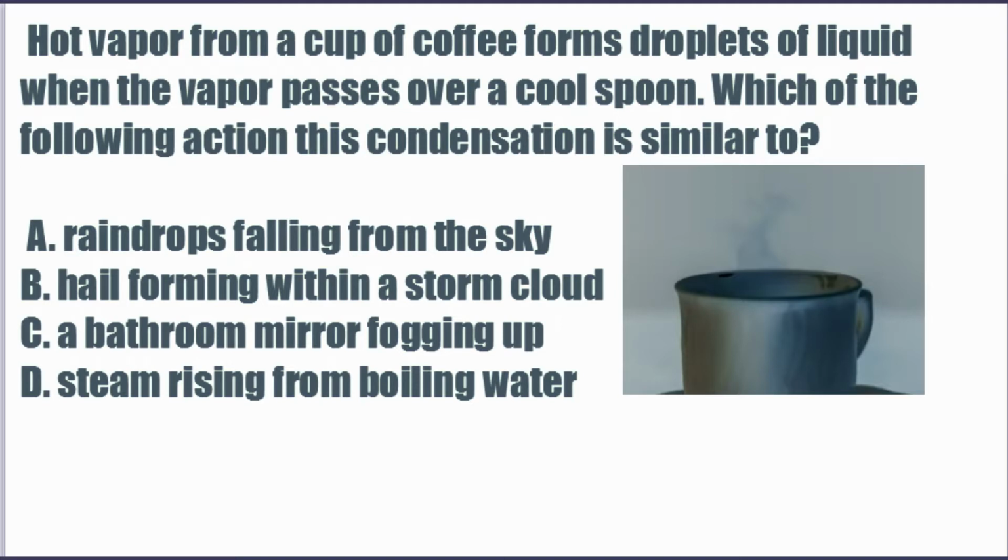Hot vapor from a cup of coffee forms droplets of liquid when the vapor passes over a cold spoon. Which of the following actions is this condensation similar to? Is it A. Raindrops falling from the sky? B. Hail forming within a storm cloud? C. A bathroom mirror fogging up? Or D. Steam rising from boiling water?